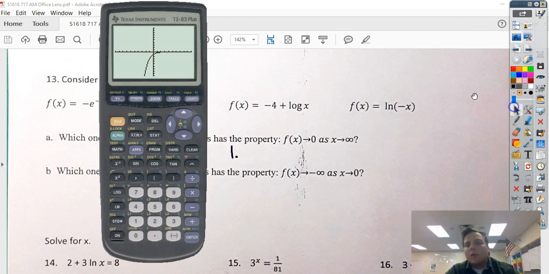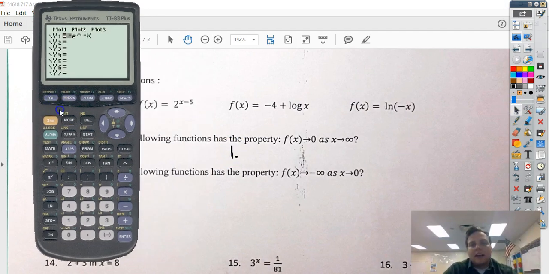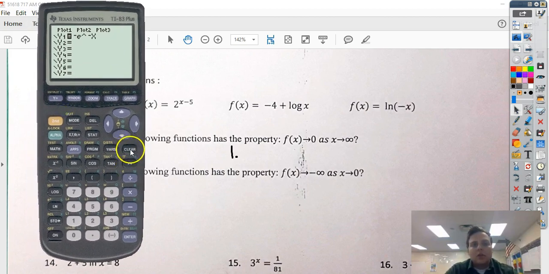All right. Now, that doesn't mean that's the only one that does that. I still have another 3 functions. So we should check them. Okay. 2 raised to the x minus 5. Okay. As I go to the right, is my y value getting closer and closer to 0? No, that one doesn't work, right? Okay. Let's look at this next one.